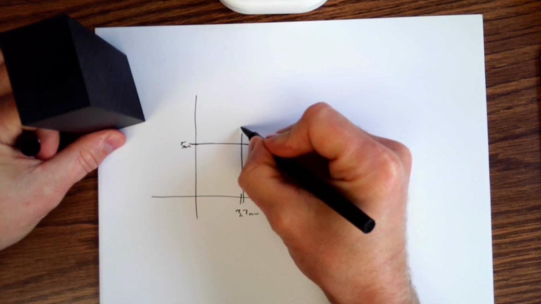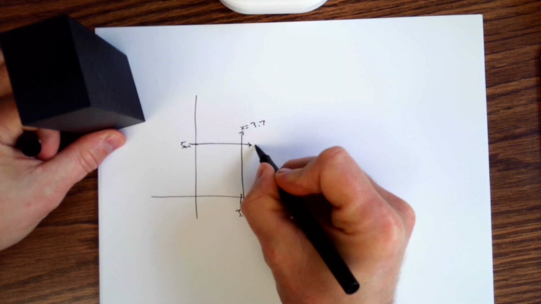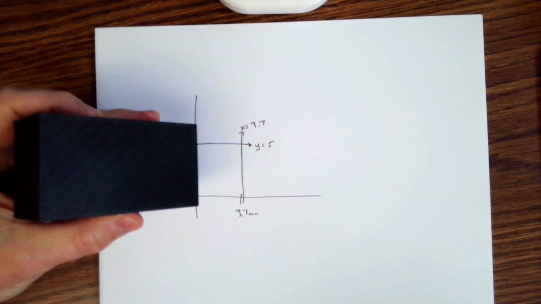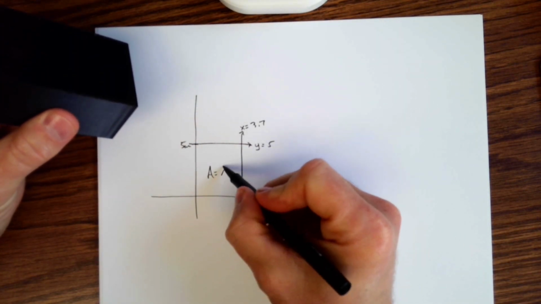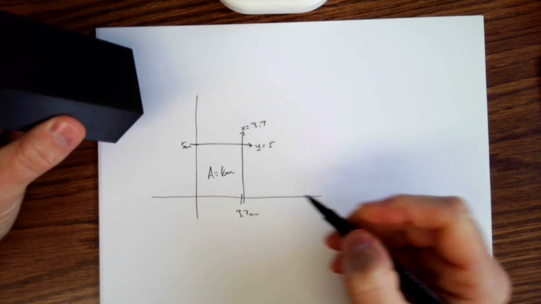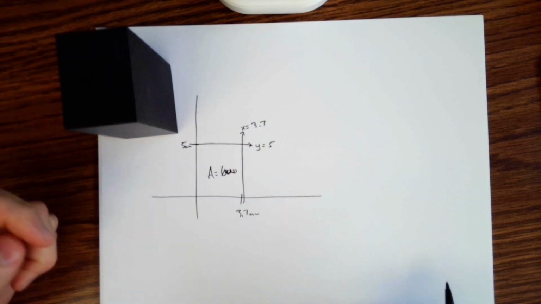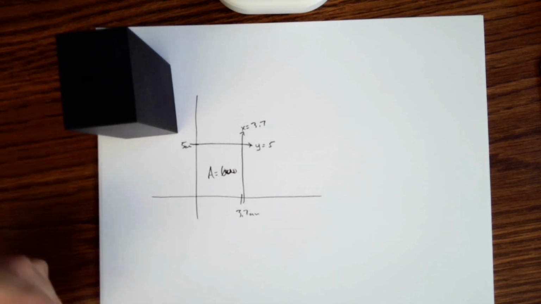So we have x equals 3.7 as one line, and we have y equal to 5 as the other line. And then we just need to figure out, well, this is our area right here. This area is always length times width, right? That's how we always do this. And anytime you're using the shell method or the washer method, what you're doing is finding area, integrating area to find the volume.